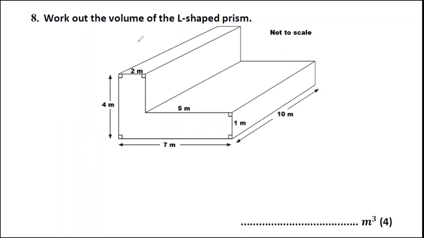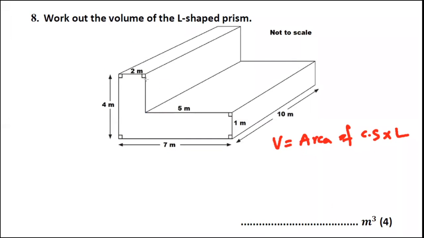Let's move to question number 8. It says work out the volume of the L-shaped prism. And I can see like this is a prism other than cube or cuboid. In any prism which is not a cube or cuboid, we can't use the formula length times width times height. We have to use the formula volume is equal to area of cross section times by length. Right, so basically I need to work out the area of the front face, this L shape basically.